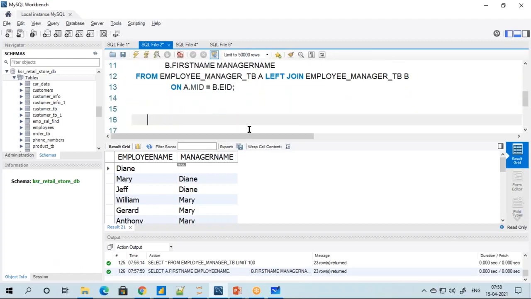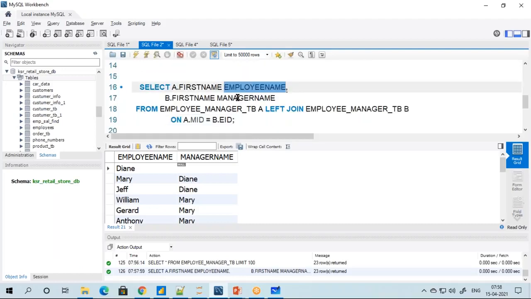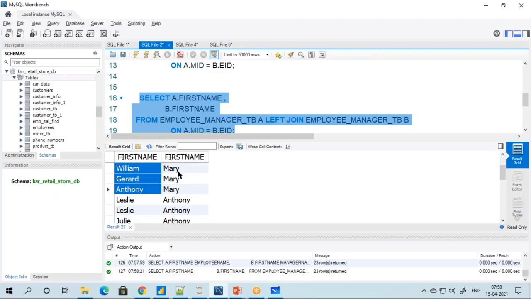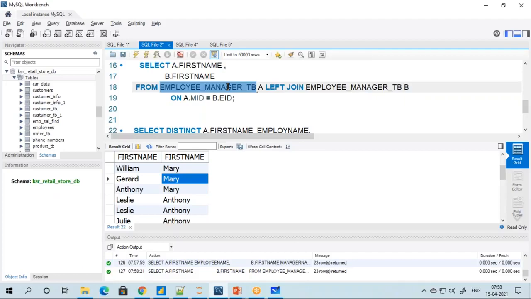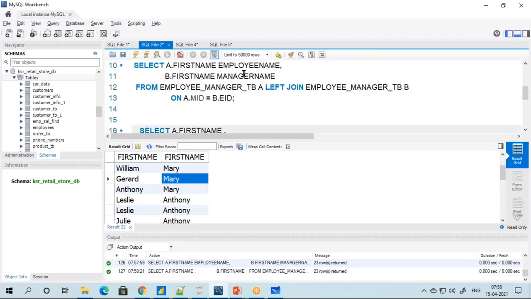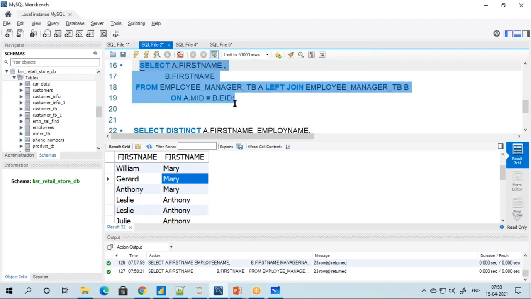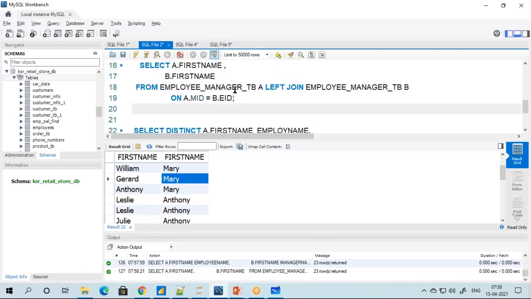See, I can understand, I have worked many times. If I don't give the alias name, it will still work, but it will be first name, first name. So I can understand these two people's manager is Dini, William, Gerald, Anthony's manager is Mary. Both the columns are first name because it's coming from the same table. But just to understand that, I have given an alias name. If you just write it once, you will understand what you have to write.